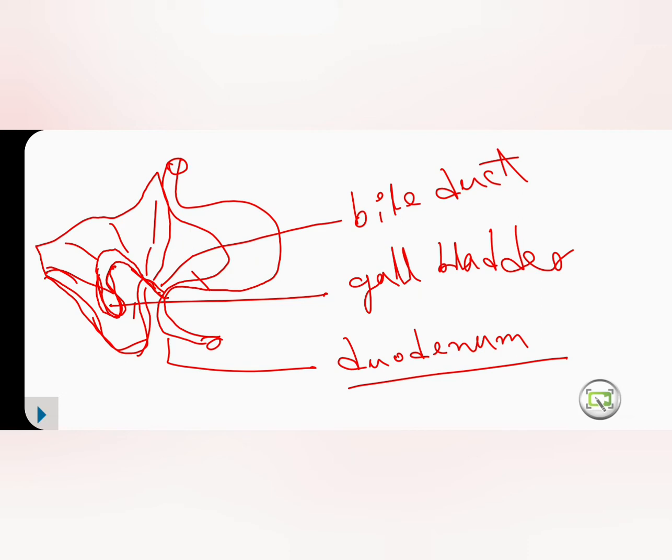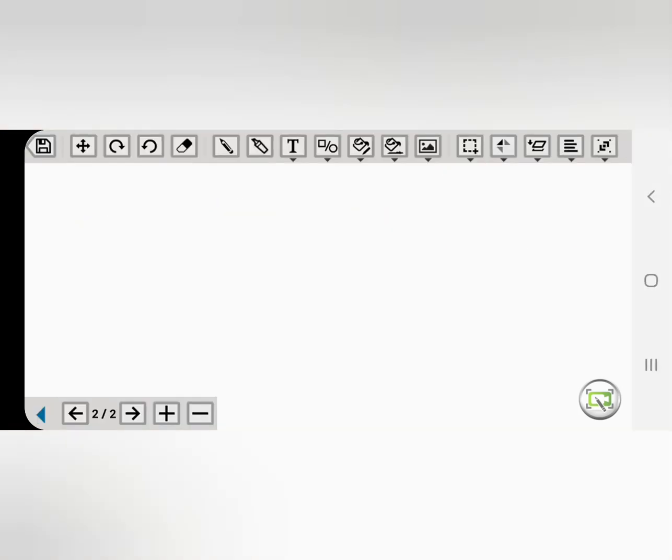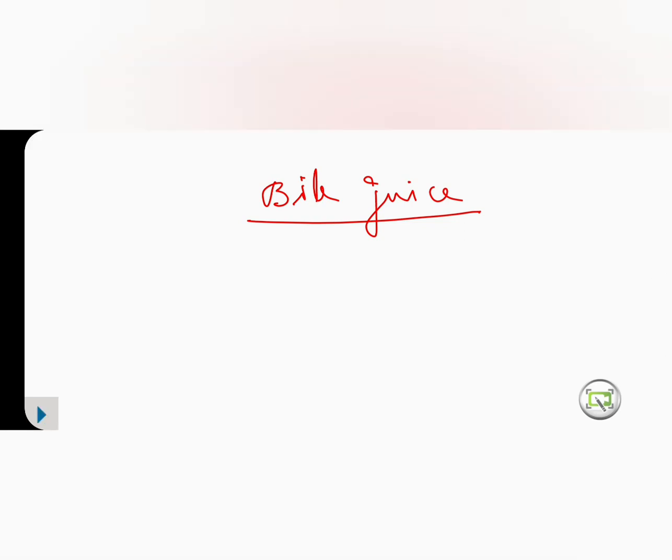This bile juice contains no enzymes. Liver secretes bile juice. Even though it does not contain any enzymes, it plays an important role in the process of digestion, especially in the process of emulsification of fats. Before going to know about it, let us see what bile juice contains.